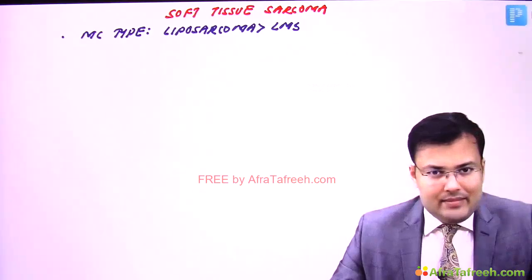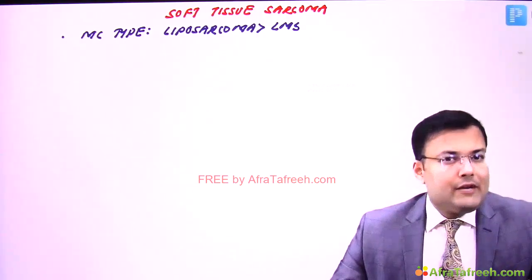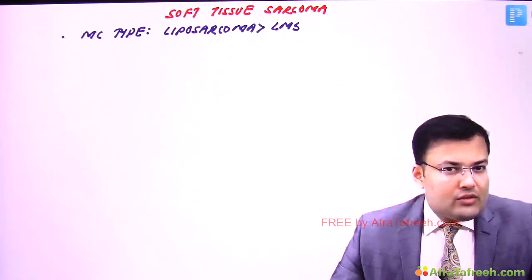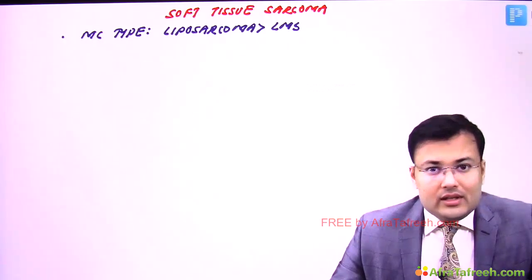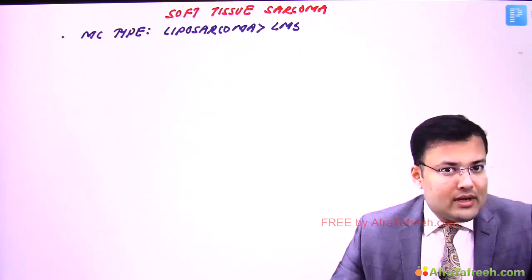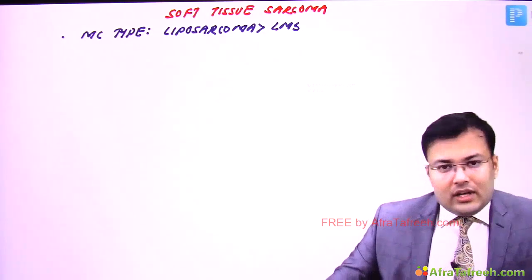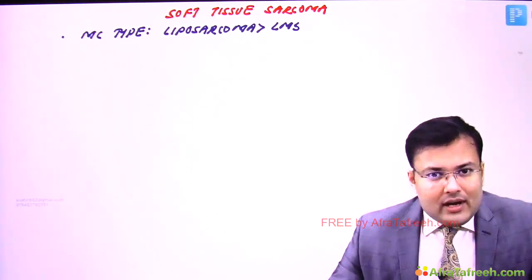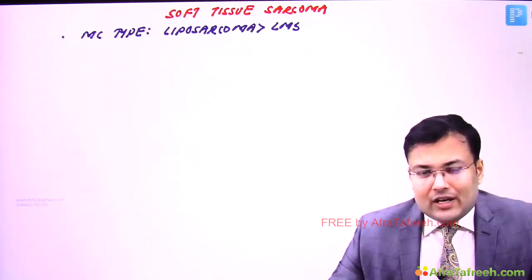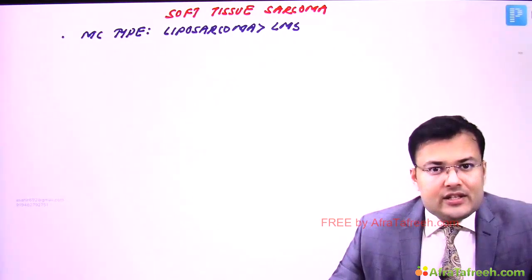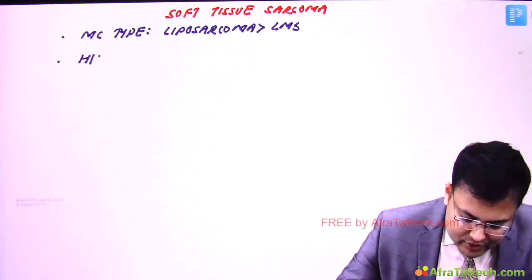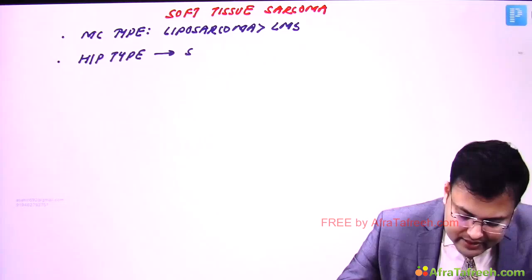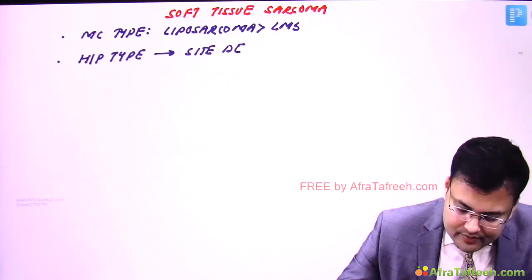Now see, the histopathological type of soft tissue sarcoma is dependent on the site. If you're talking about extremities, the most common type is malignant fibrous histiocytoma. If we are talking about the retroperitoneum, most common type is liposarcoma. And if we are talking about viscera or GIT, then it is GIST. So the histopathological type is site dependent. Clear?